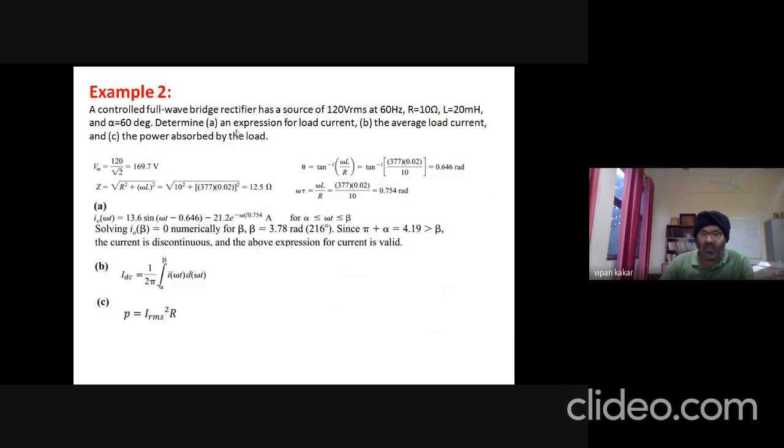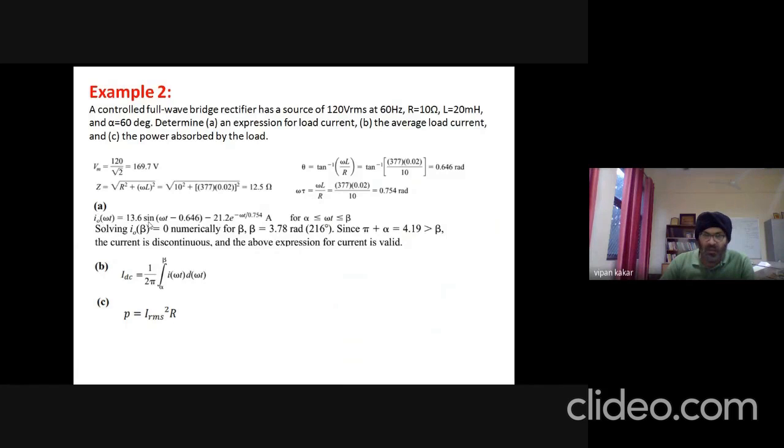This is one example that we can solve easily. Same 120 volt RMS at 60 Hertz. R and L values are given, firing angle given. We need to find out the expression for load current. So we can calculate the peak value from the RMS. We can calculate the impedance from R and L values. We can also find out the phase angle from L and R values. We can also find out the omega t value over here.